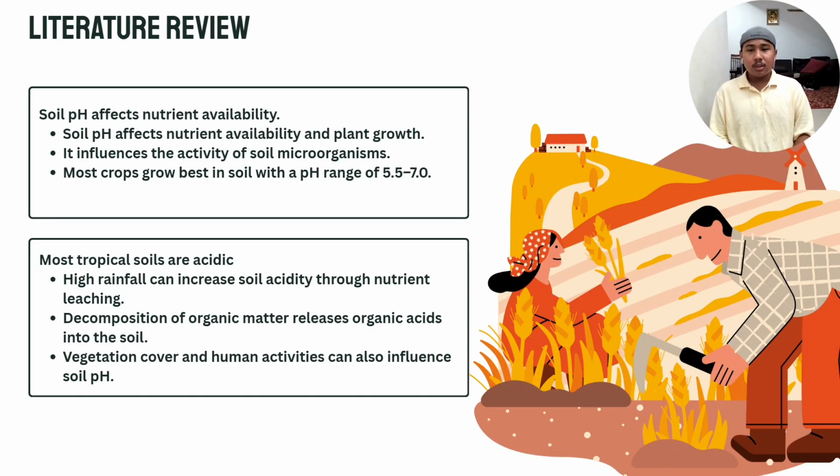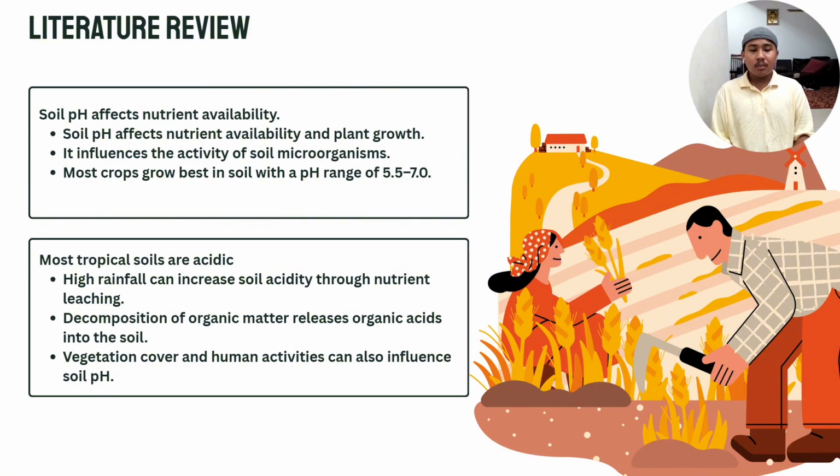So this is literature review. Firstly, soil is one of the most important natural resources because it supports plant growth and environmental sustainability. Soil pH is an important factor that affects nutrient availability in the soil. Soil with a suitable pH allows plants to absorb nutrients more effectively. Most crops grow well in soil with a pH range of 5.5 to 7.0.